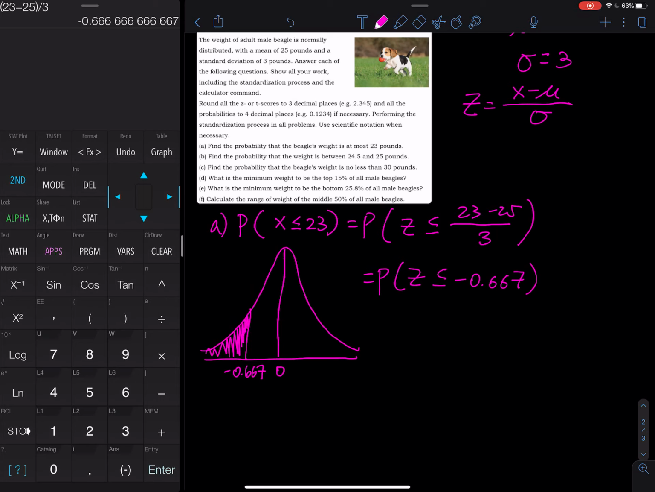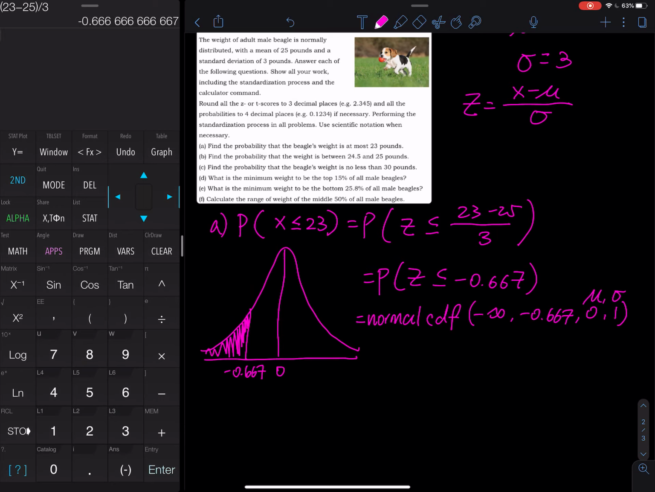So how do we approximate the probability? We use a calculator command called NormalCDF. So the lower limit is from negative infinity, the upper limit is negative 0.667, the mean is equal to 0, the standard deviation is equal to 1. How come the mean is no longer 25 and the standard deviation is no longer 3? The reason is we standardized the 23. So after standard normal, mean is equal to 0, standard deviation is equal to 1. Again, standard normal distribution, mean is 0, standard deviation is 1.